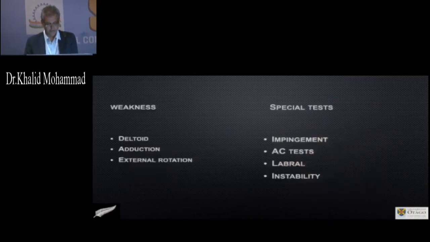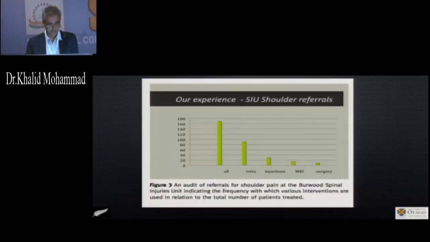And look at the movements and the weakness. As I've said, it's important to look at deltoid because that has great implications with the shoulder, but also with some of the more distal options for reconstruction of the upper limb, including deltoid triceps transfer for lack of active elbow extension, adduction and external rotation, and then some special tests.